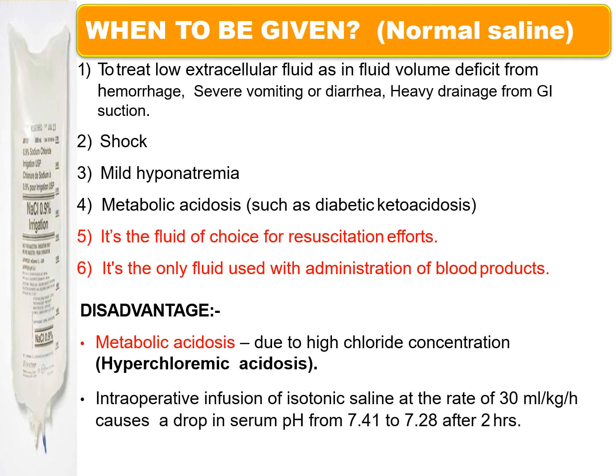So, intraoperative infusion of isotonic saline at the rate of 30 ml per kg per hour causes a drop in serum pH from 7.41 to 7.28 after 2 hours. So, with this data of the therapeutic range, we use normal saline in a monitored manner.